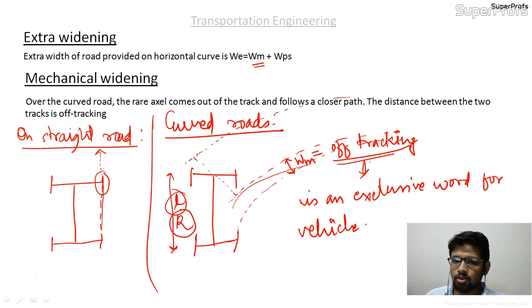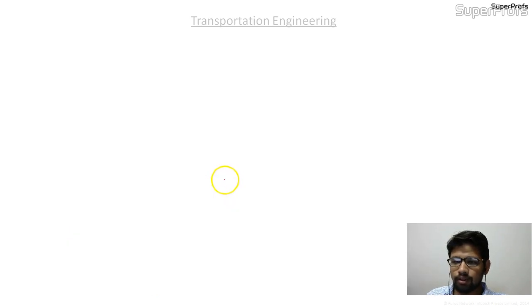Over the curved road, the rear axle comes out of the track and follows a closer path. The distance between the two tracks is called off tracking. I have shown over here what off tracking is, and this off tracking is provided as mechanical widening. We will study how to calculate the off tracking for a given vehicle. The scenario will be of this kind.